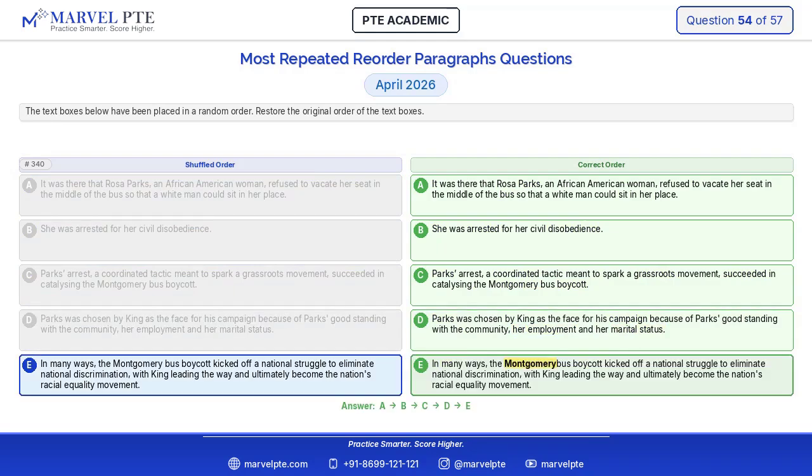In many ways, the Montgomery bus boycott kicked off a national struggle to eliminate national discrimination, with King leading the way and ultimately becoming the nation's racial equality movement.